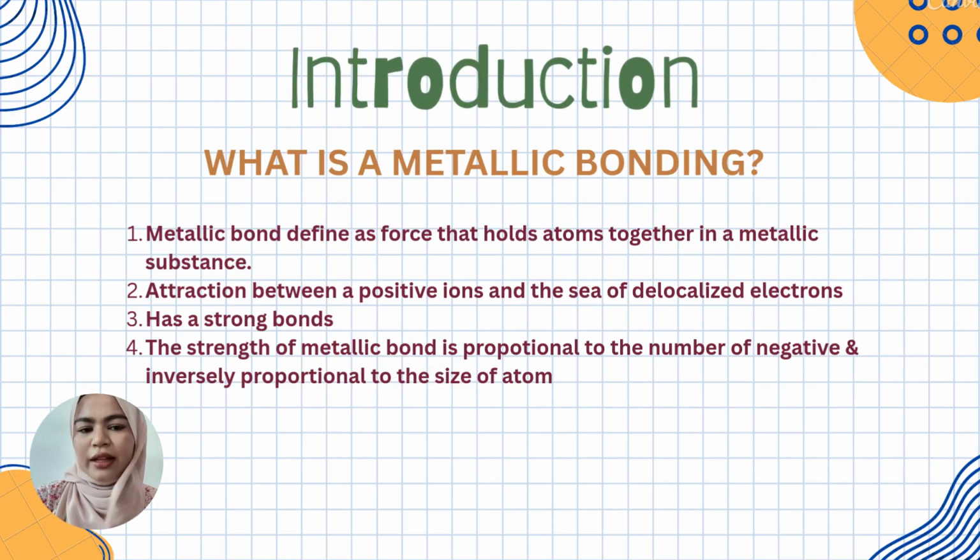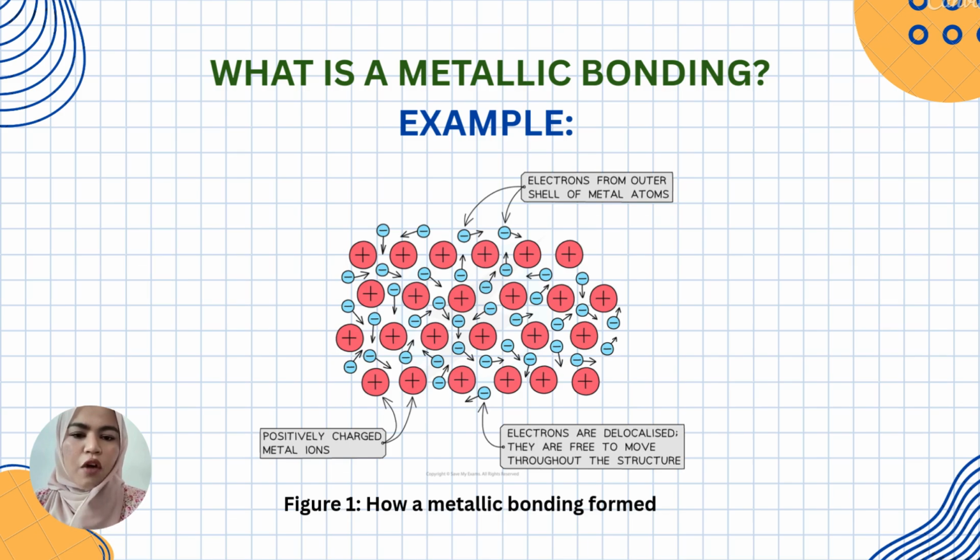So, what is a metallic bonding? A metallic bond is the force that holds atoms together in a metal. It is caused by the attraction between positive metal ions and a sea of delocalized electrons that move freely throughout the metal. This attraction forms strong bonds between the atoms. The strength of a metallic bond increases with the number of delocalized electrons and decreases as the size of the metal atoms increases. Here is an example of a metallic bonding.